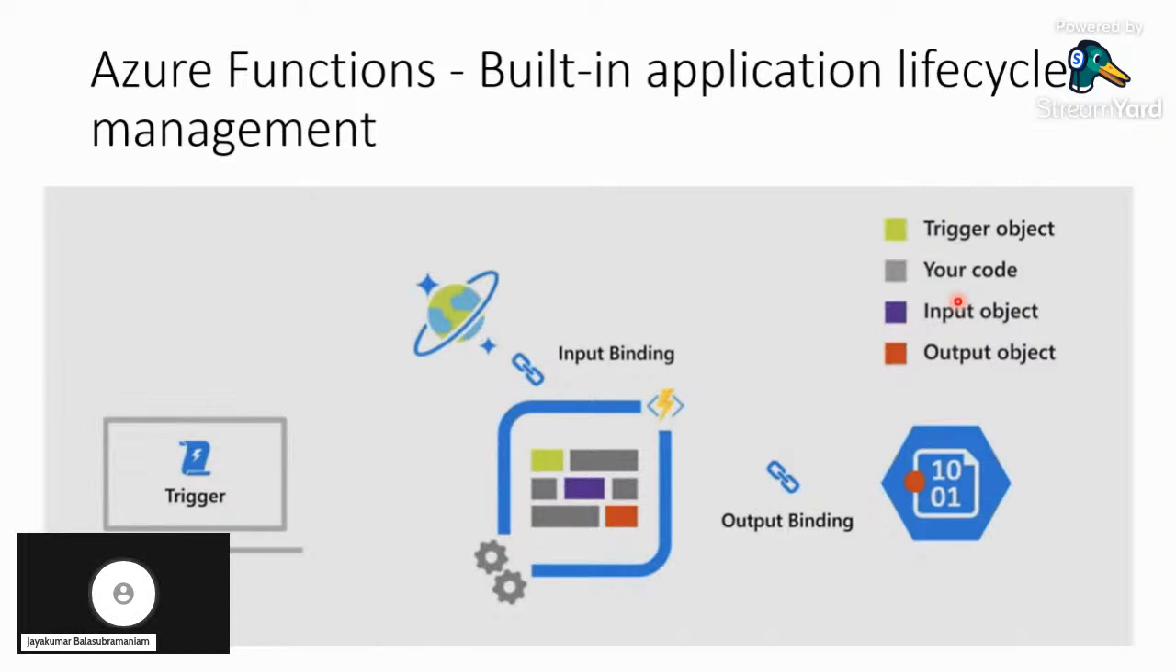But is it possible to create the same in Azure Function as well? Yes, it is possible, because we have a specific trigger for that as well. You can use Azure Function as an API also.